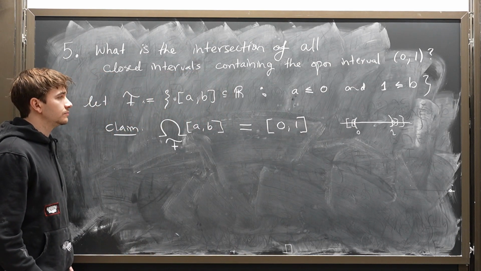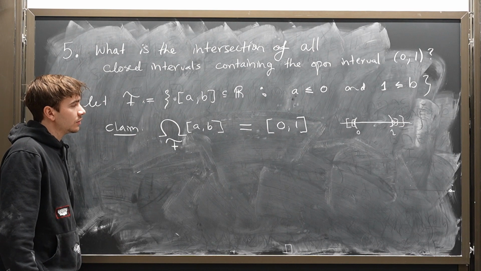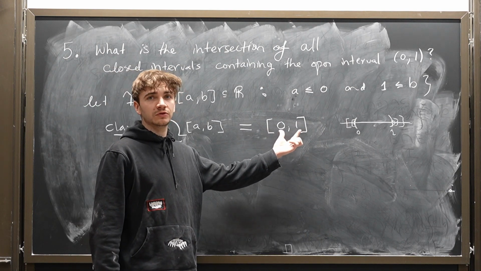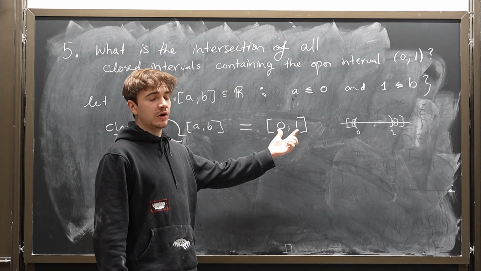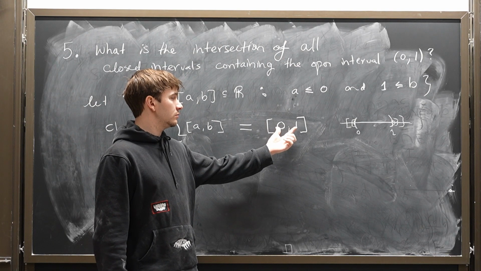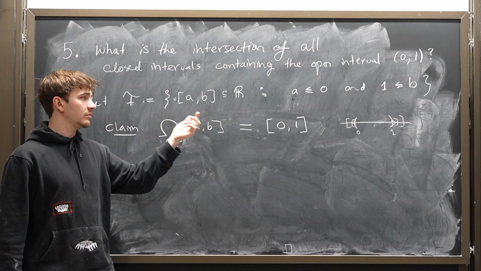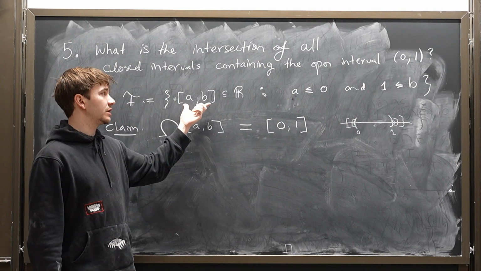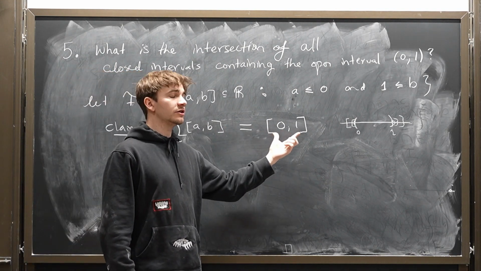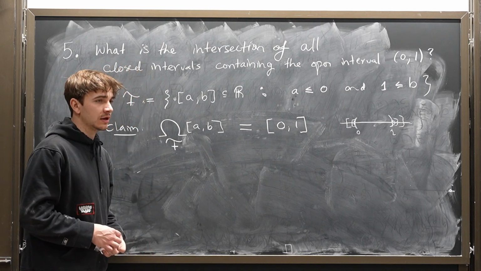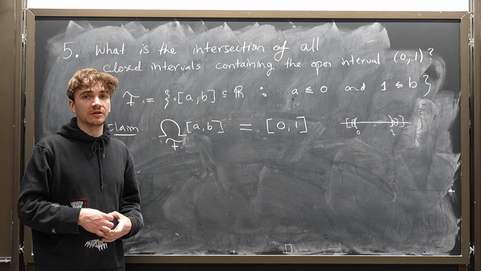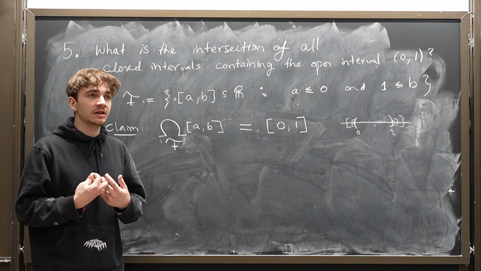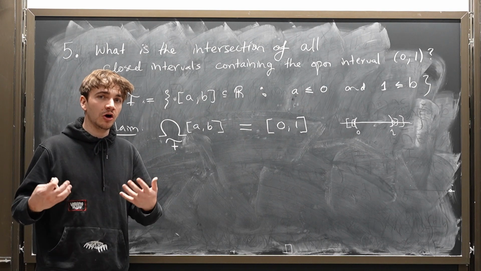Now, why should these brackets be closed? It's clear that our guess should be some sort of interval from 0 to 1, either open or closed. Why are they closed? Well, the reason is because every element in this family is going to contain 0 and 1. So because every element in this family contains its endpoints, the intersection should also contain the endpoints. This is an extension of a more general fact in math, which is that the intersection of any family of closed sets is closed, and the union of any family of open sets is open.